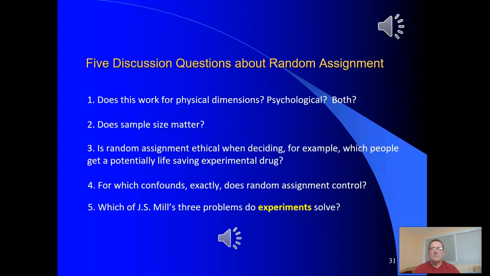Rich people and poor people, for example, will go into the experimental group and the control group at the very same rate. And finally, this all means that random assignment controls for any imaginable confound. That's all possible confounds.